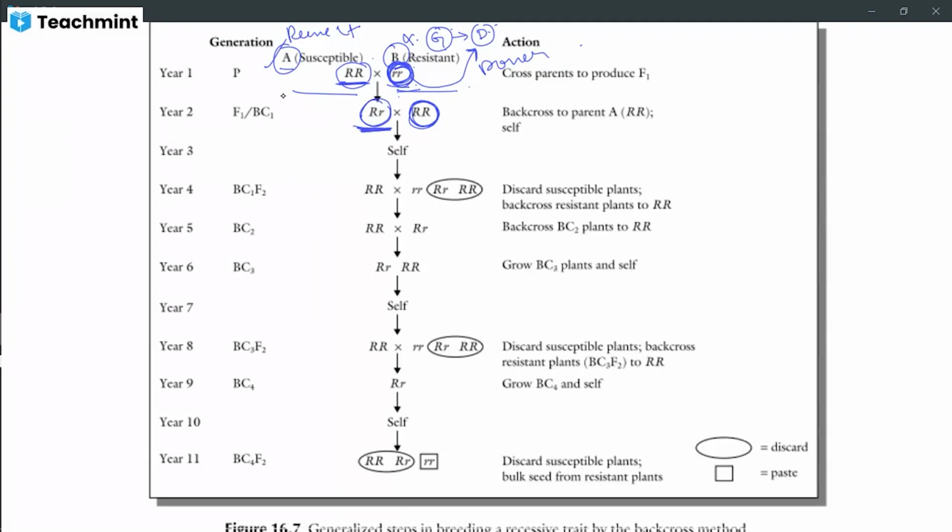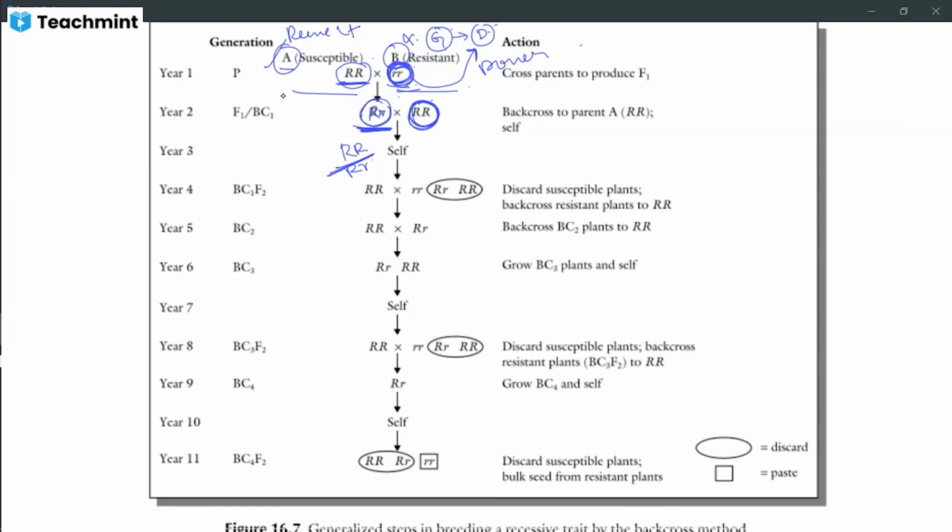So after crossing this with this, what will be your progeny genotypes? Homozygous dominant and heterozygous. So among this, which one will you select? Hetero.